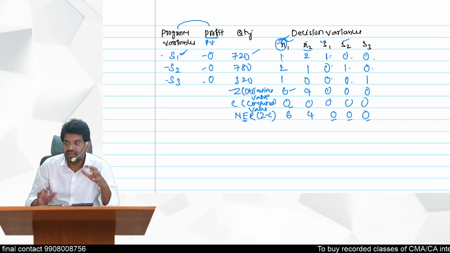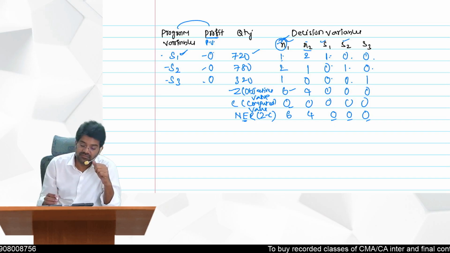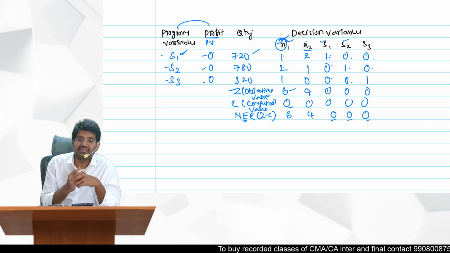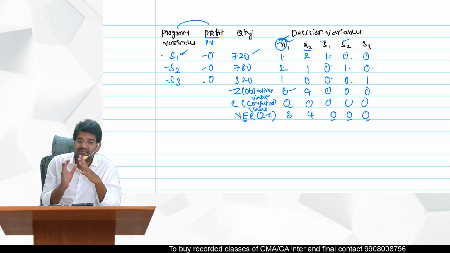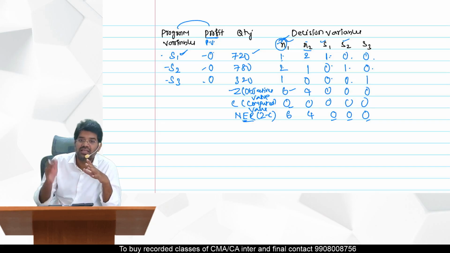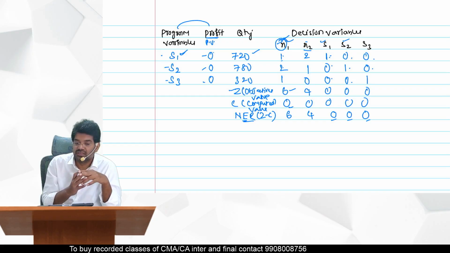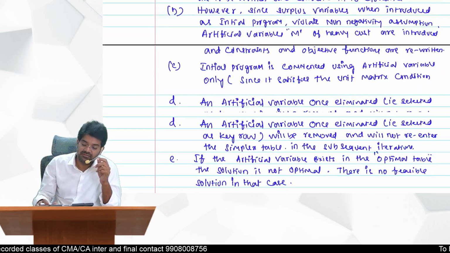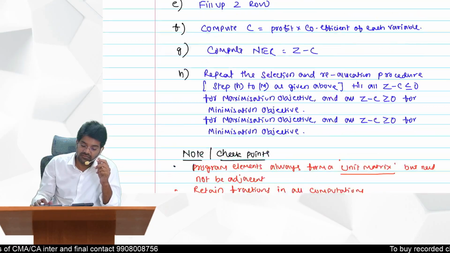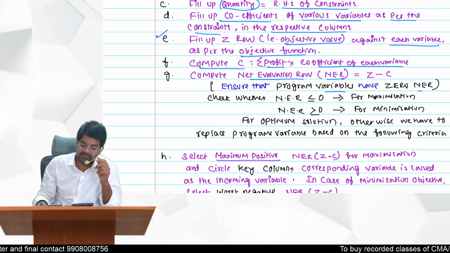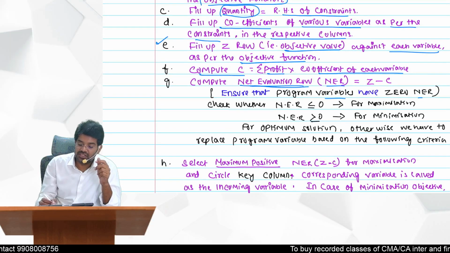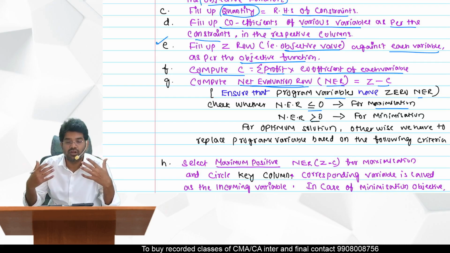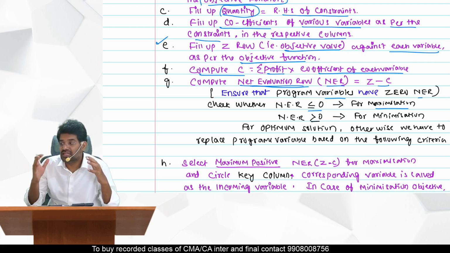Here we should stop and check for a condition. What is that condition? If it is maximization, then your NER values must be less than or equal to 0. If it is a maximization objective, then your NER values must be less than or equal to 0. See here the steps. Compute net evaluation row, NER is equal to Z minus C. Check whether NER is less than or equal to 0 for maximization. If your objective is maximization, what we should check is whether the NER value is less than or equal to 0.